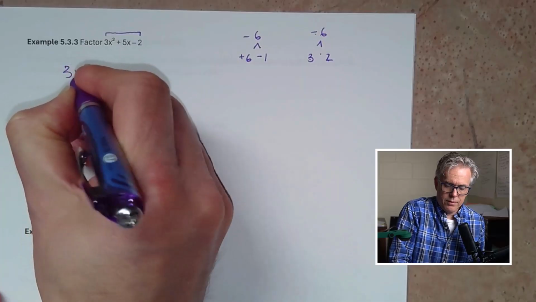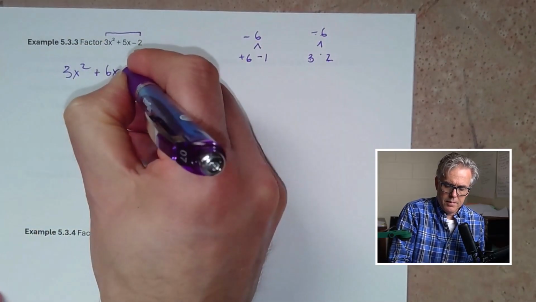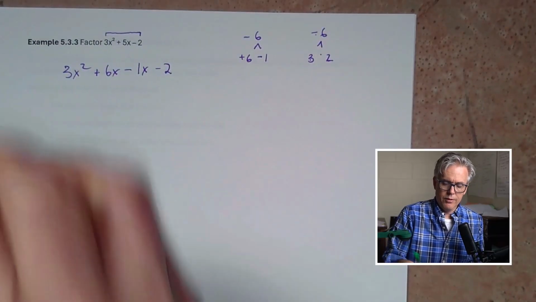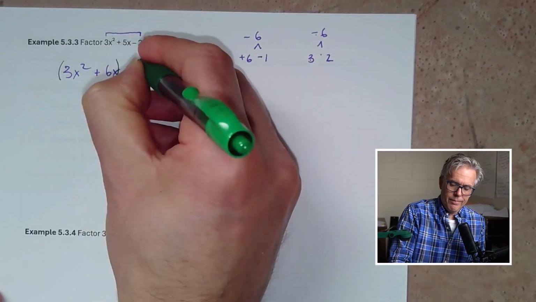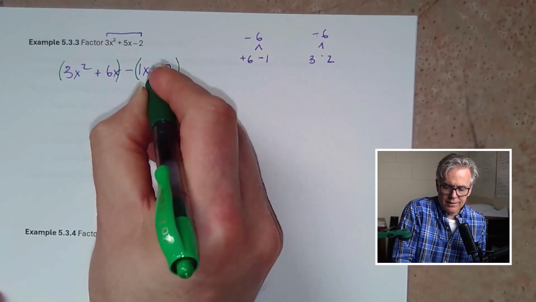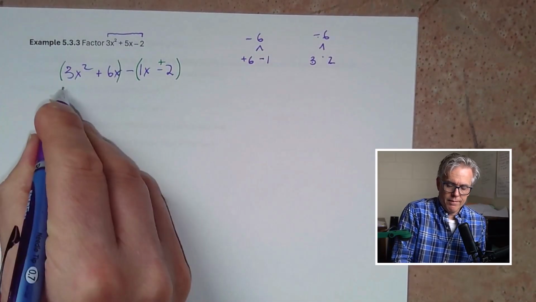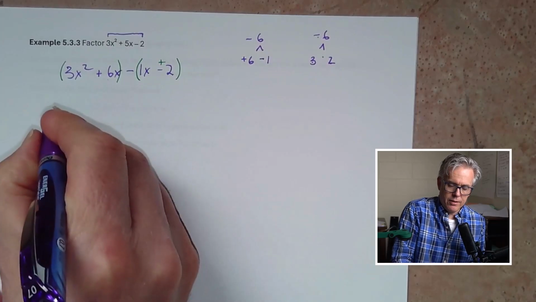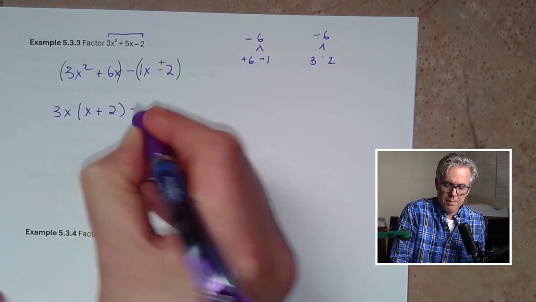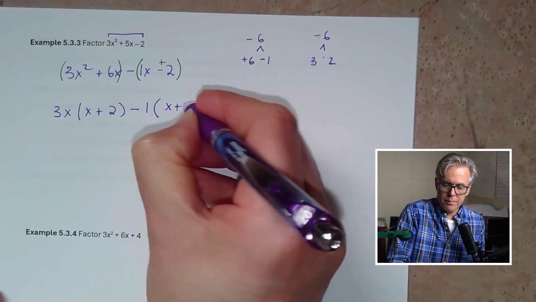So I'm going to rewrite this 3x squared plus 6x minus 1x minus 2. Do my grouping. Again, I slipped that parentheses in between that negative, so I got to change that to a positive. Now what's going to happen? I'm going to pull out my common factor of 3x. And what am I left with? X plus 2 minus, you can put a 1 there if that helps. And I'm left with x plus 2.